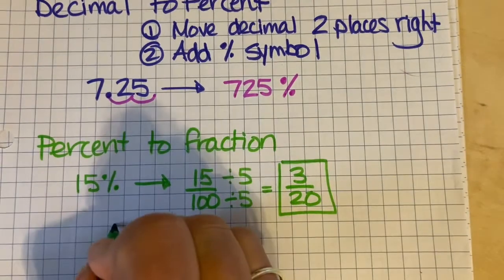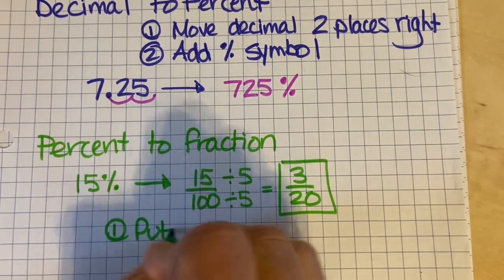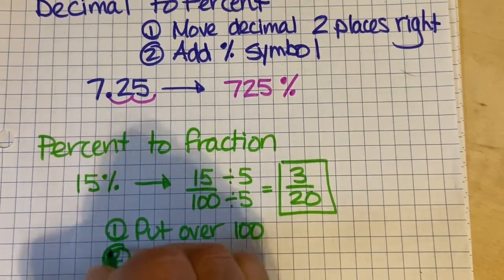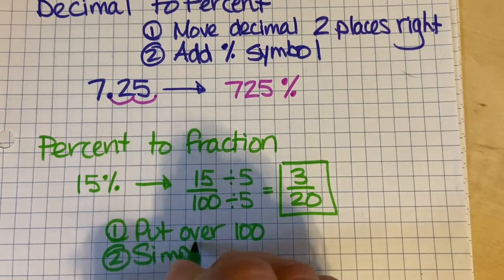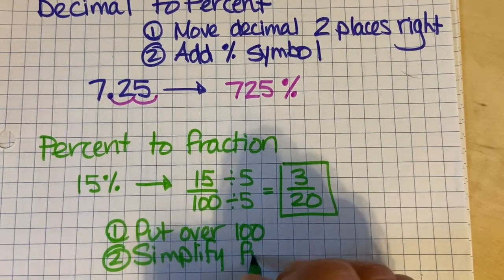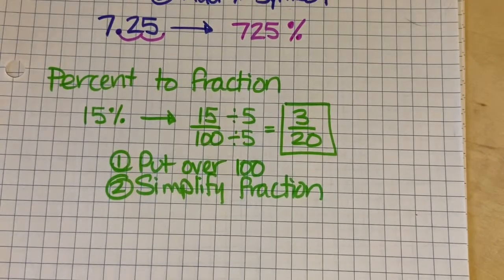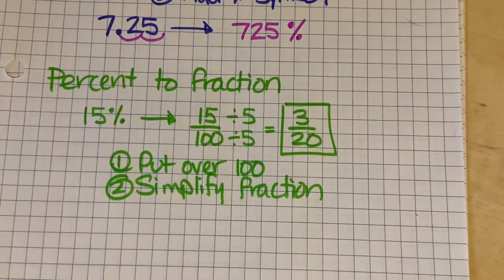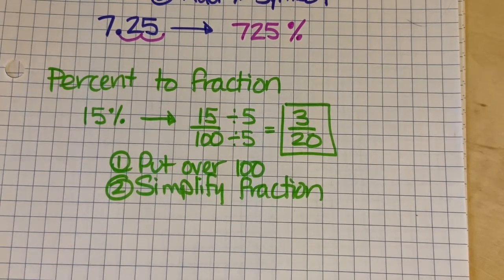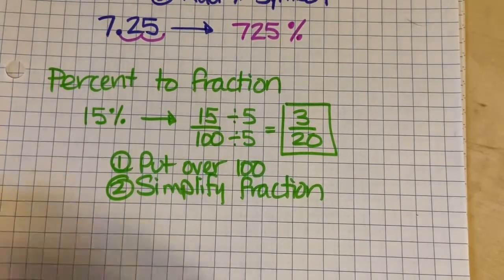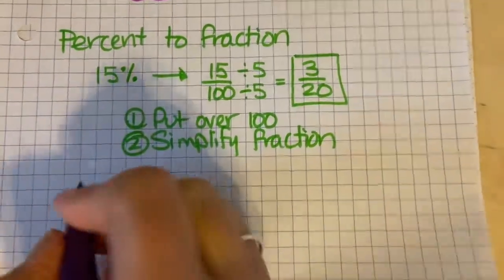So you put it over 100 and simplify the fraction. Okay, so that one's pretty easy. You just put it over 100 and you simplify it. Sometimes when you have decimals, which we won't have right now, when you get like a 15.2% and you want to change it, it's a little bit harder when you get to the reducing part, but that's exactly what you would do, okay?